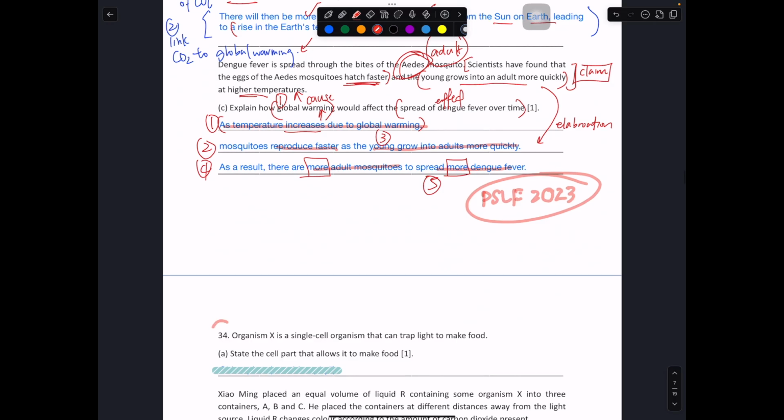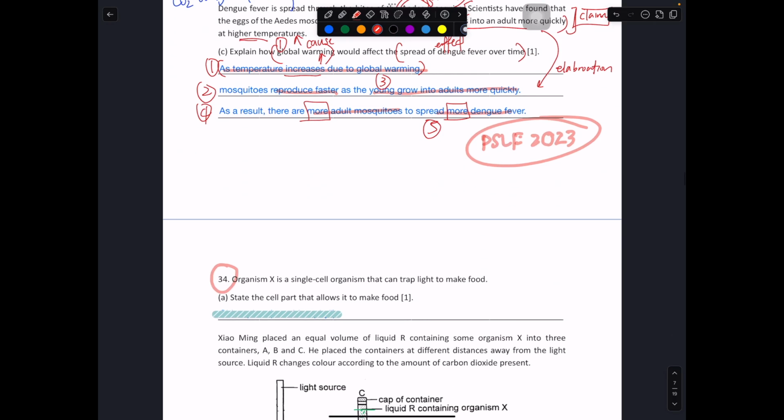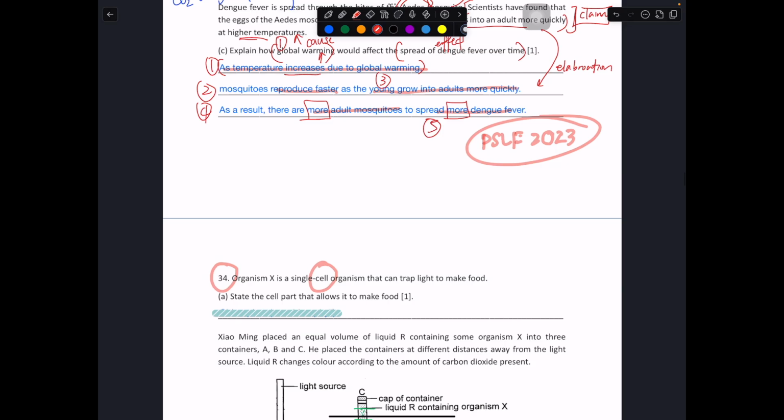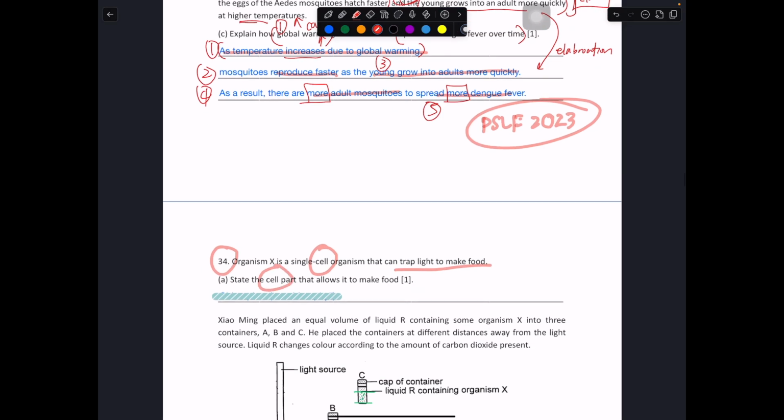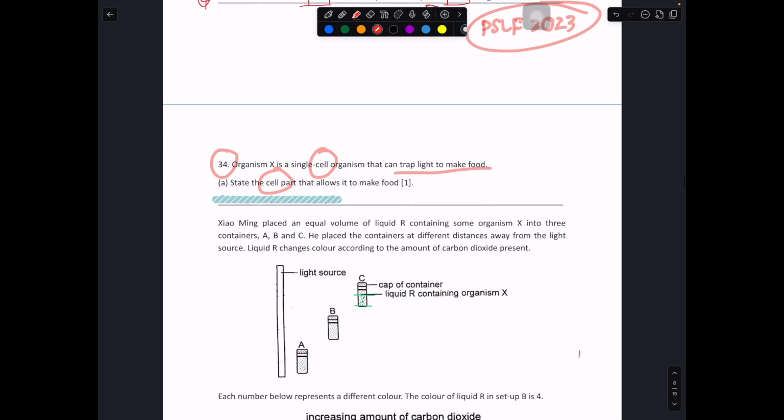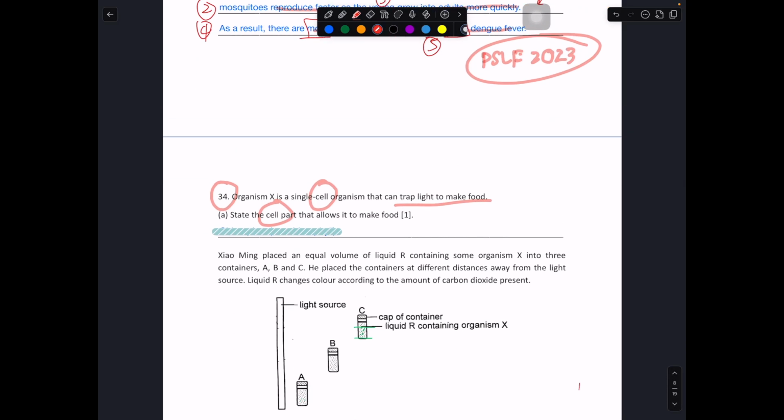Okay, so let's go to question 34. Organism X is a single-celled organism that can trap light to make food. State the cell part that allows it to make food. So what are the possible cell parts? Nucleus, cell membrane, cytoplasm, cell wall, chloroplast. The part that is responsible for trapping the sunlight to make food will be your chloroplast. Okay, it will be chloroplast.